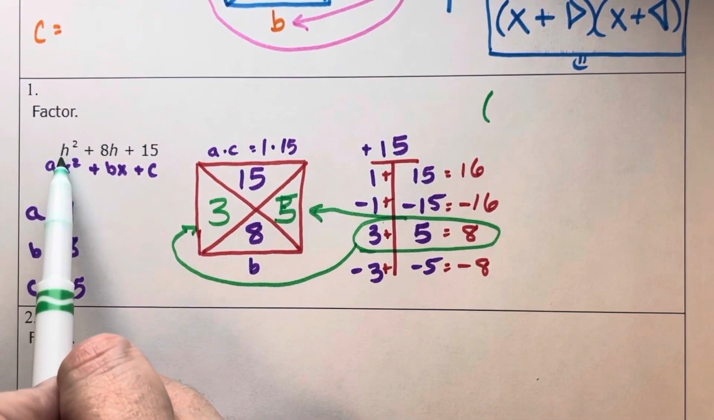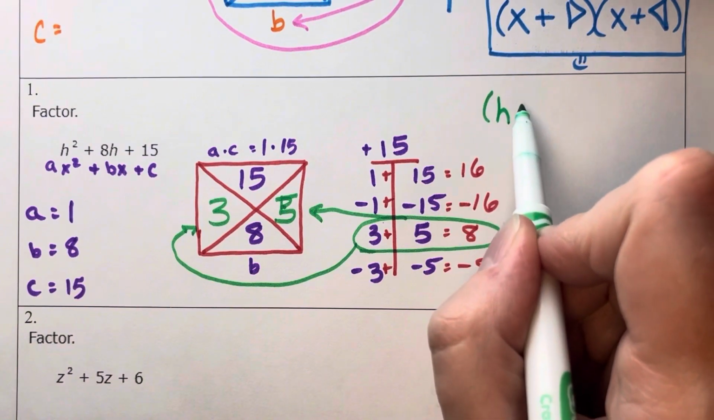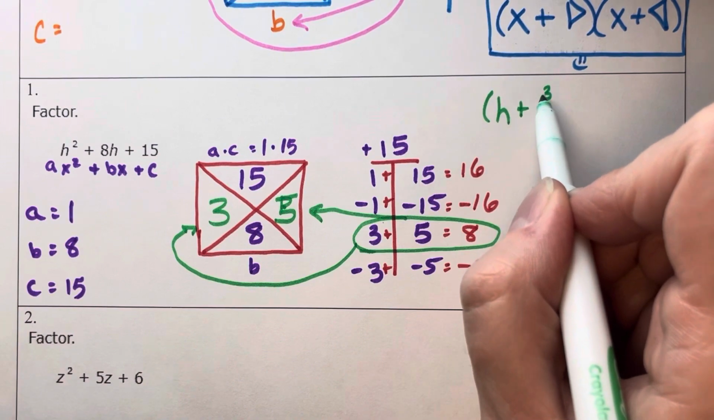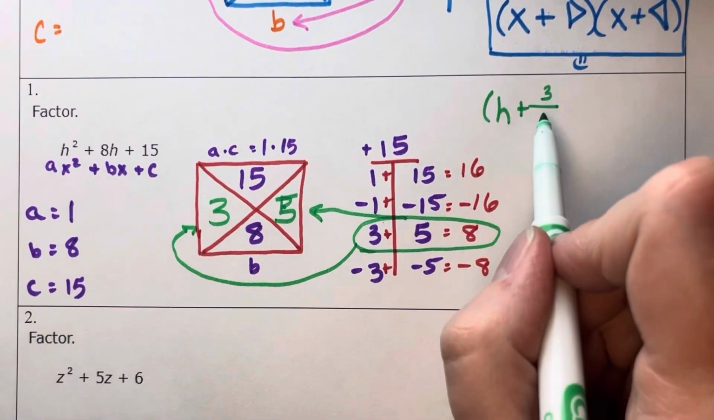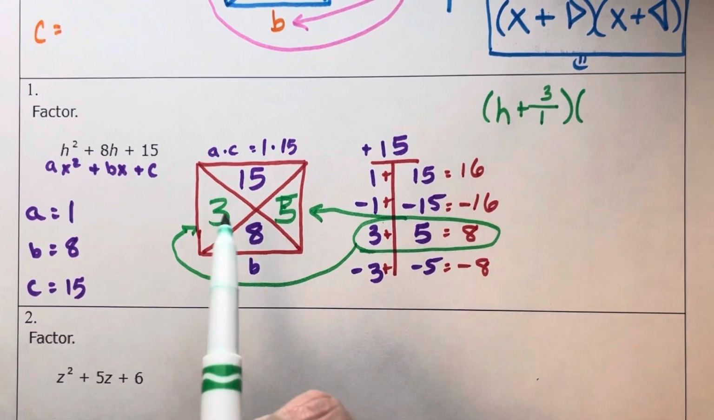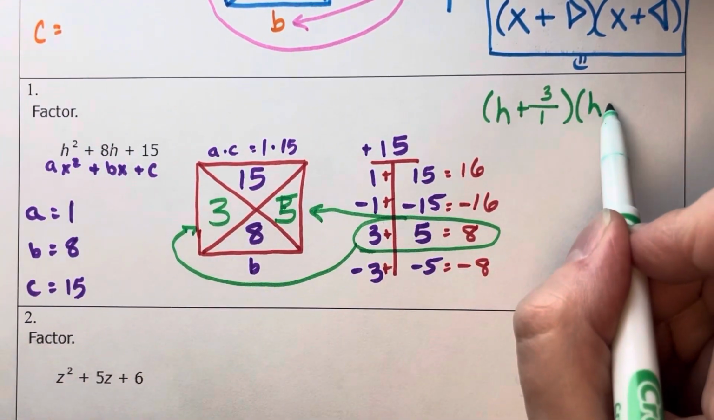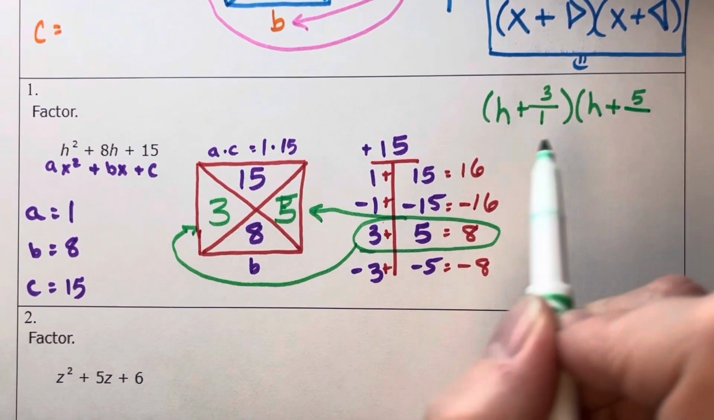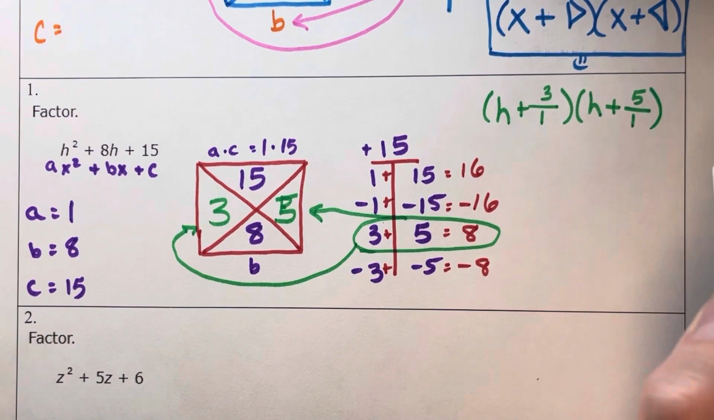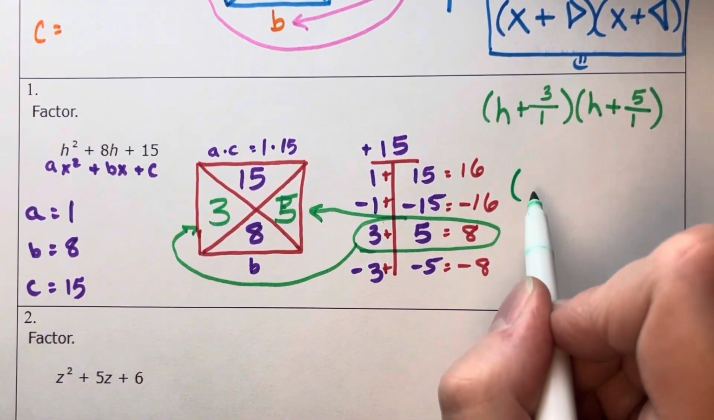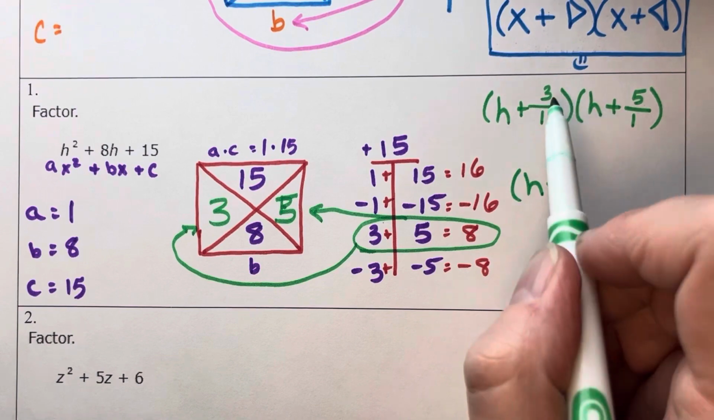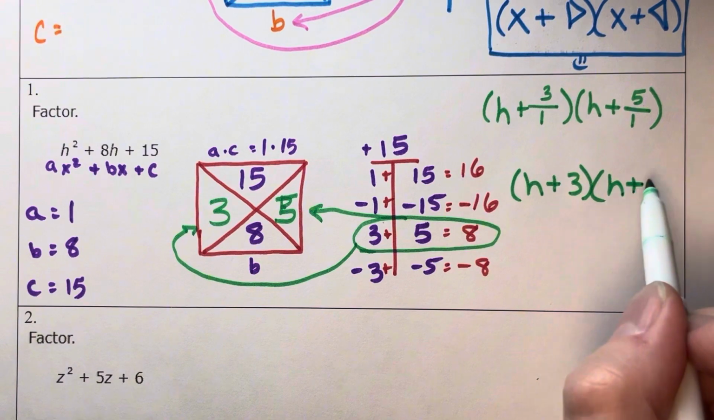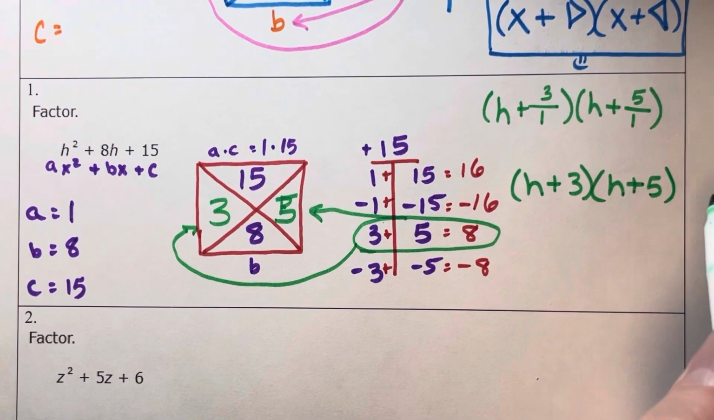So we have a variable of choice that is an h, and we have our left wing, which is a 3, over our a number, which is a 1, times, again, our variable of h, plus our right wing, which is a 5, over our a number of 1. So to clean this up, we would have the quantity of h plus 3 divided by 1 is 3, times the quantity of h plus 5 divided by 1, which is 5.